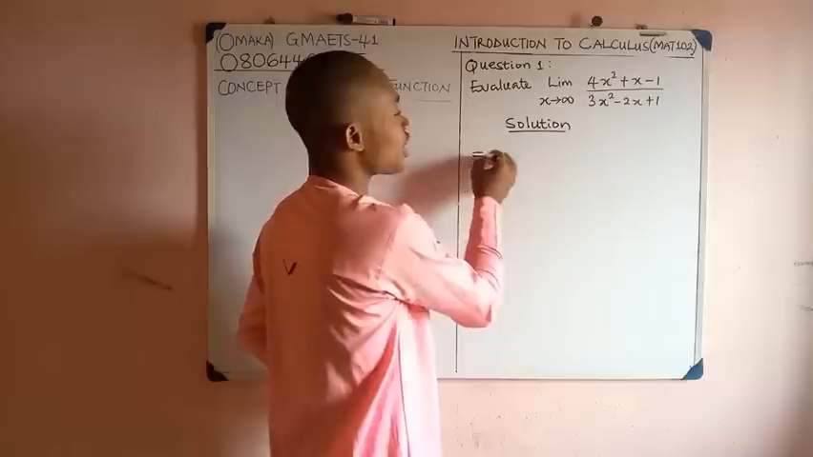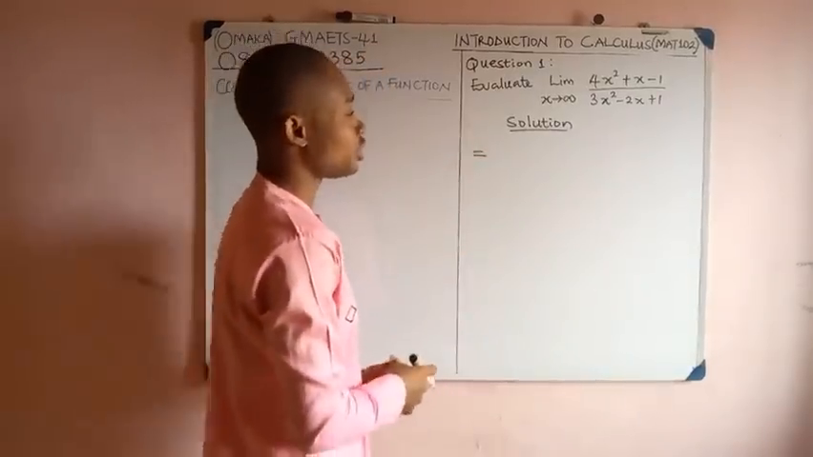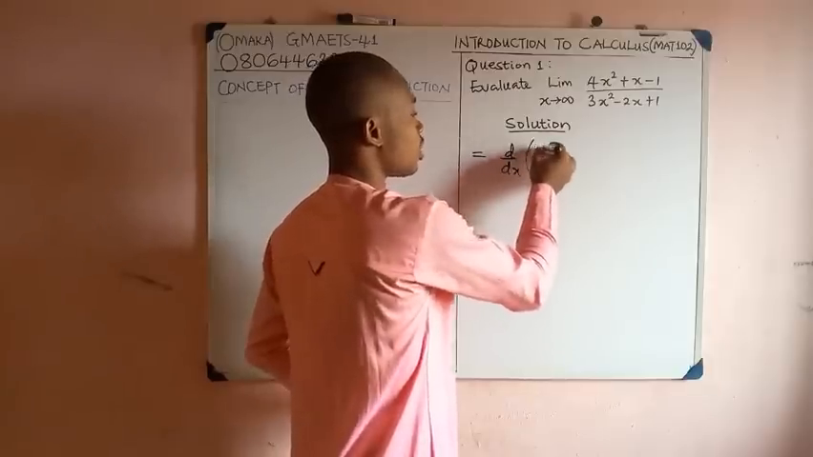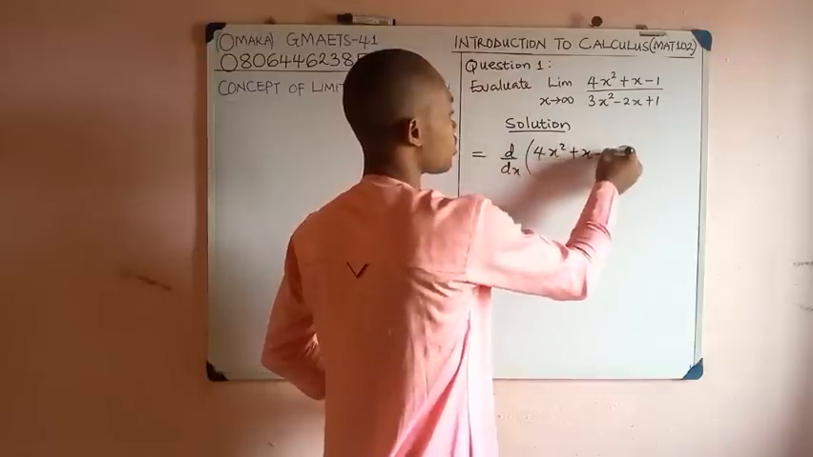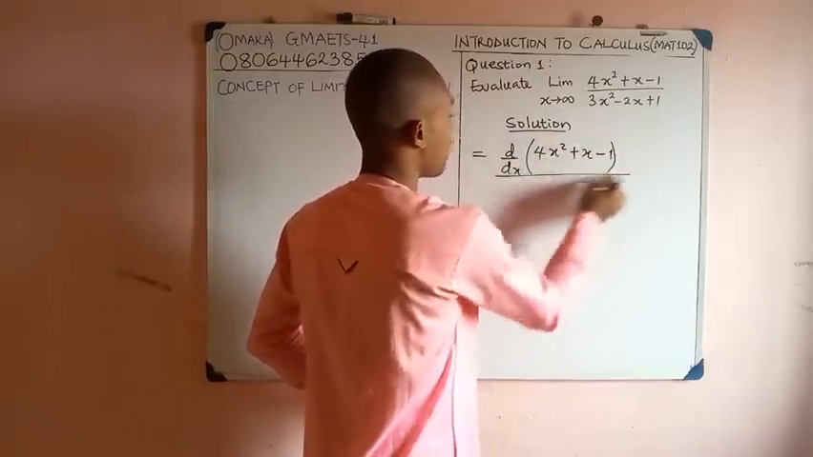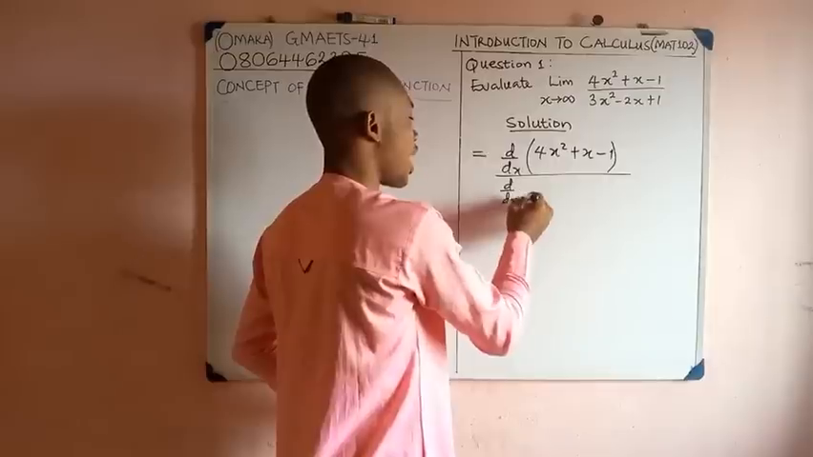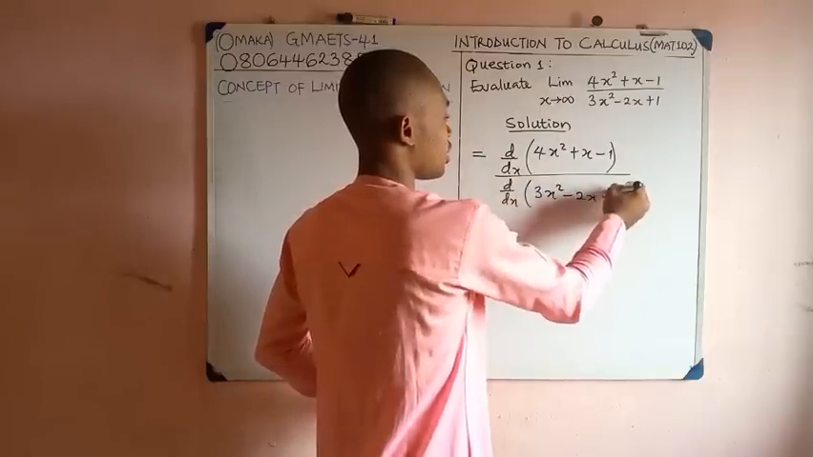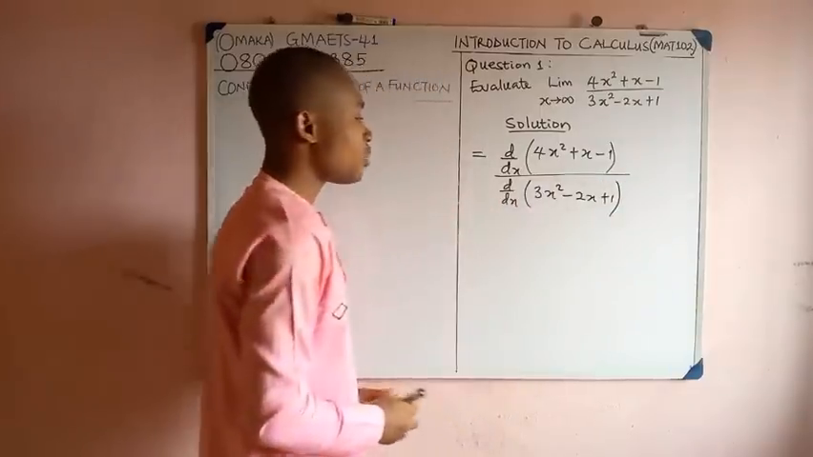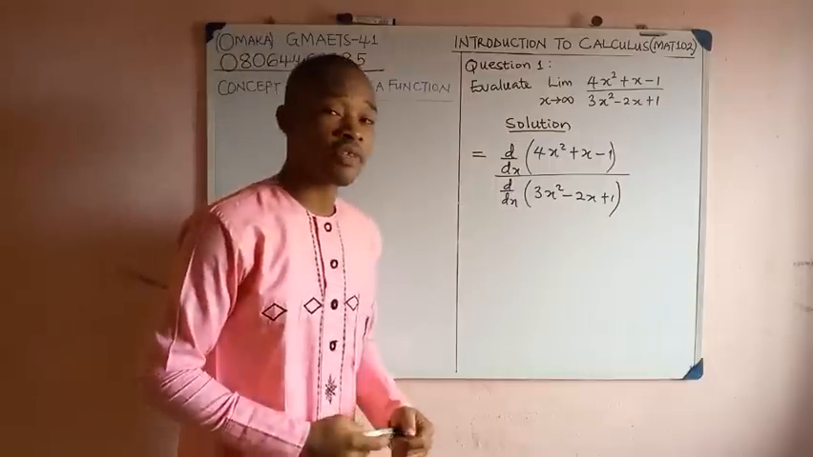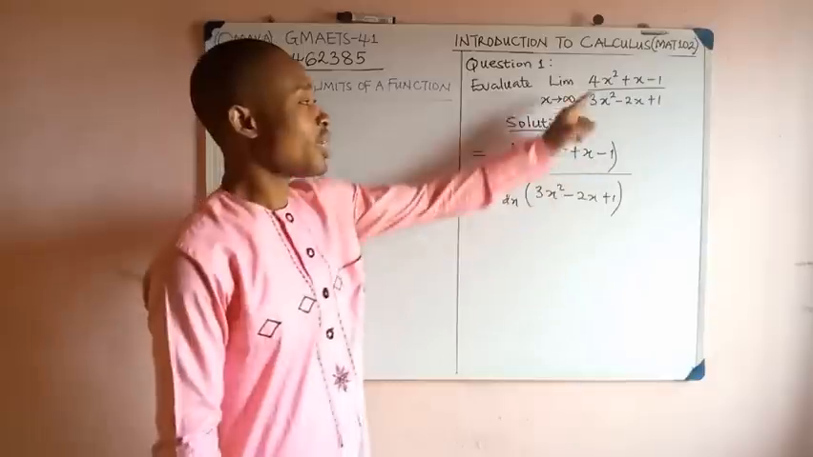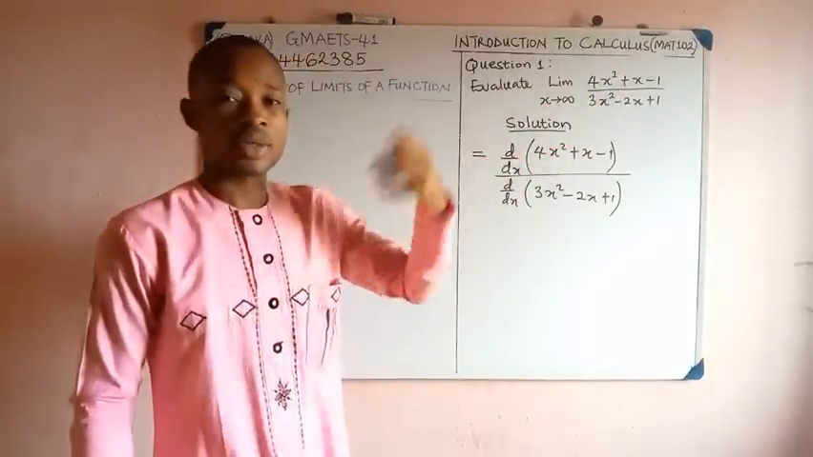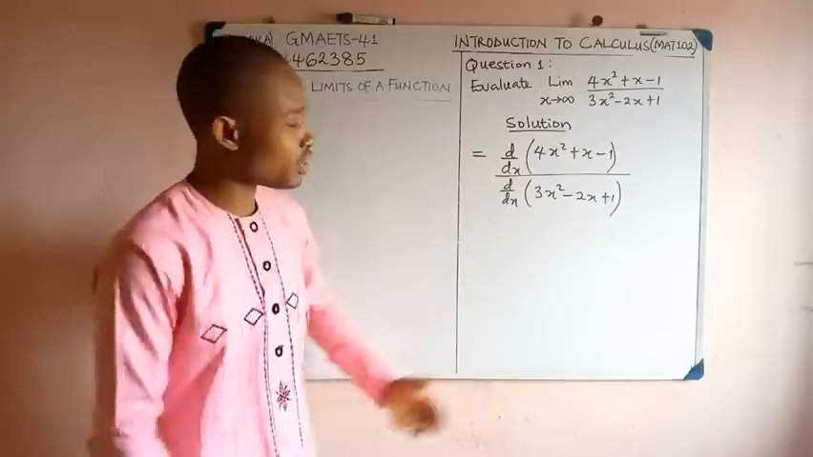So in doing that, according to L'Hôpital's rule, we are going to differentiate with respect to x the numerator term, and then divide by the derivative with respect to x of the denominator term. And the point now is, how many times are we going to differentiate? We're going to differentiate 2 times. How do we know that? The highest power of the variable in this function is 2. If it is 3, you differentiate 3 times.